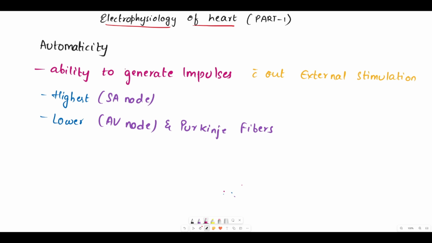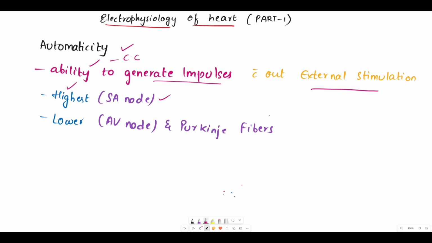So next one is automaticity. Automaticity is simply the ability of the cardiac cells to generate impulses without any external stimulation. If the cardiac muscle is able to generate impulses without any external stimulation, that condition is called automaticity. Automaticity can be highest for some nodes and lower for some nodes. It is highest for the SA node, so that is the reason it is called the primary pacemaker. For nodes like the AV node and Purkinje fibers, this automaticity will be lower.